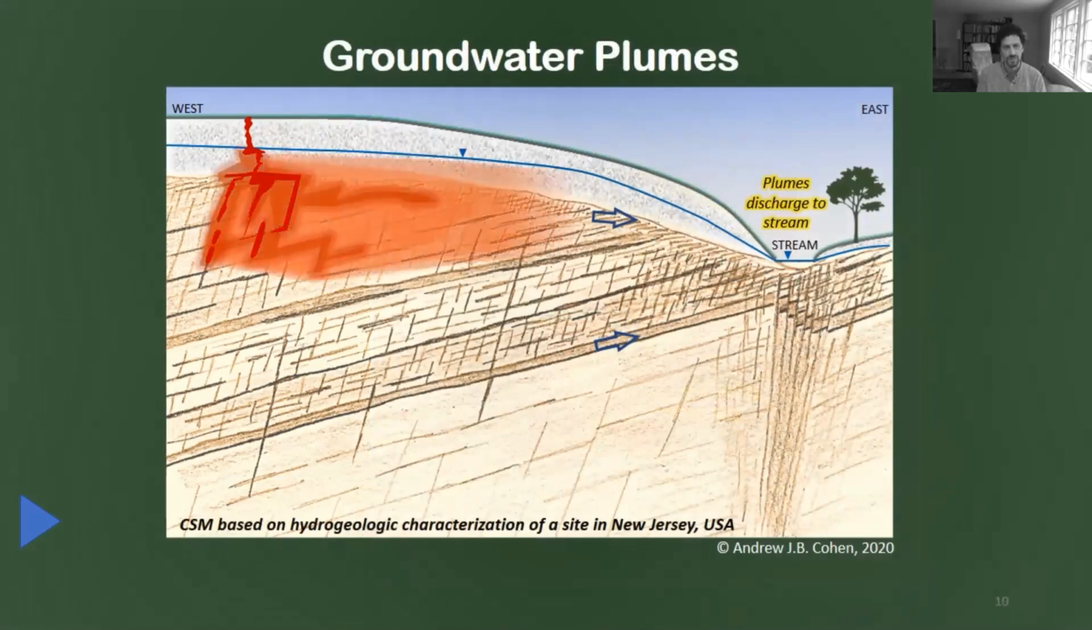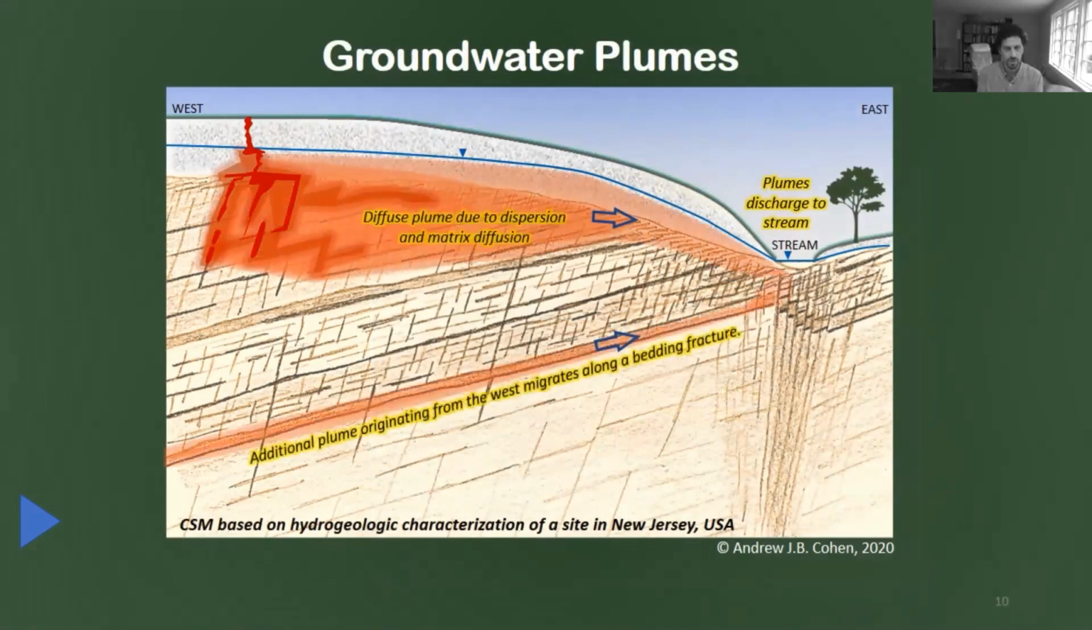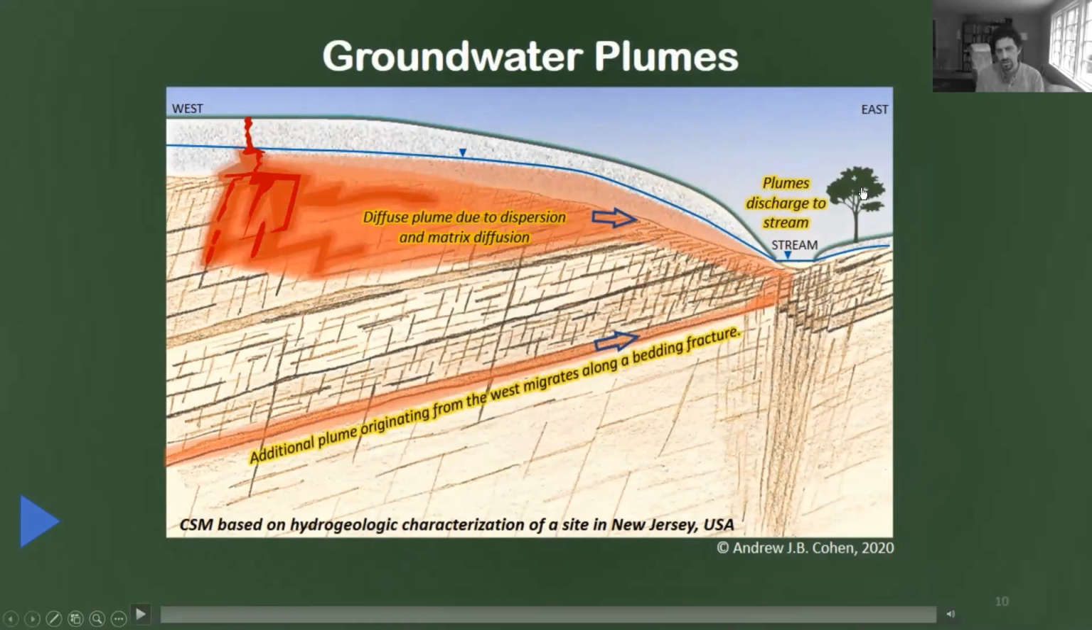We've got the source of DNAPL. Groundwater is flowing. It results in a groundwater plume. It's a diffuse plume because of the diffusion and because of the matrix diffusion, which I just showed. These plumes are discharging to the stream. As you can see, there's a separate plume here which commingles. This is from maybe a source farther to the west, and it's just migrating along a particular bedding fracture.